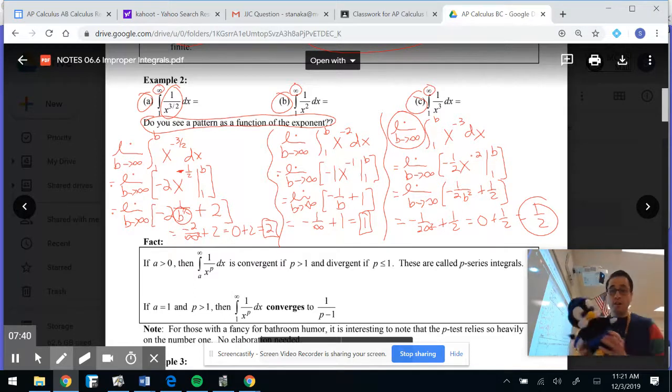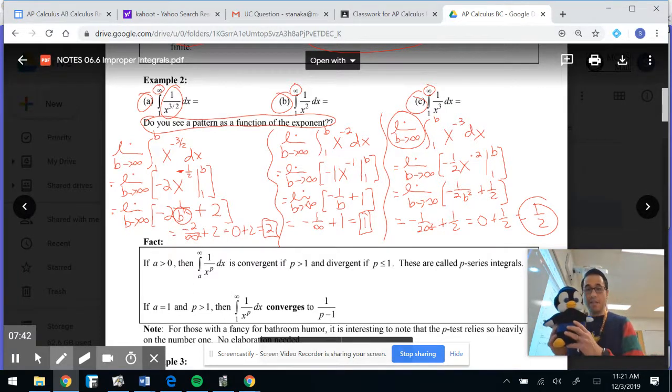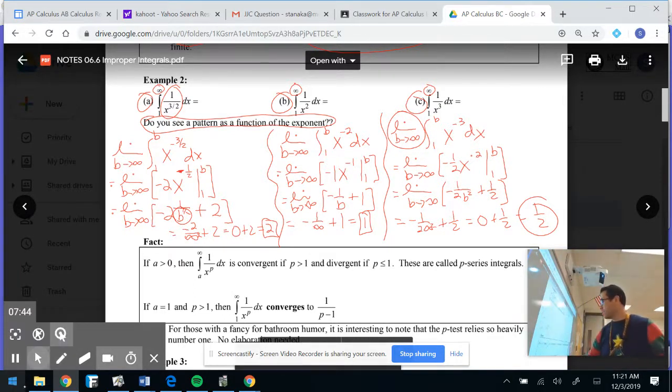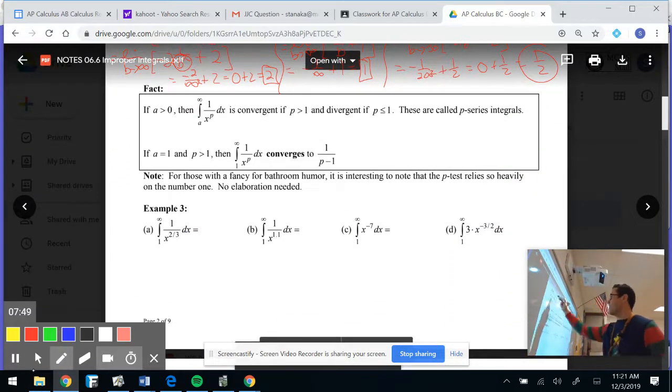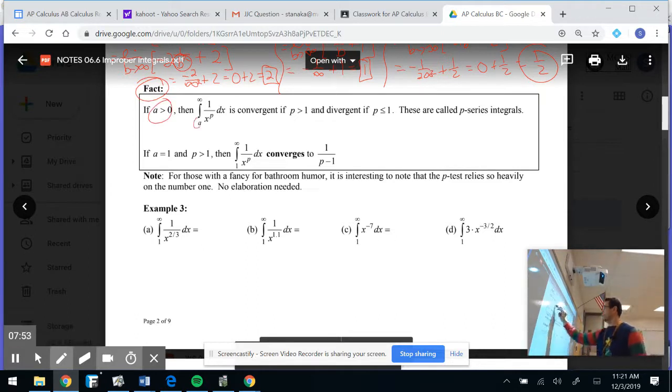Well, if they're all bigger than 1, then maybe that means it converges. And believe it or not, it does. We have this little factoid: if a is greater than 0, so a's got to be greater than 0.